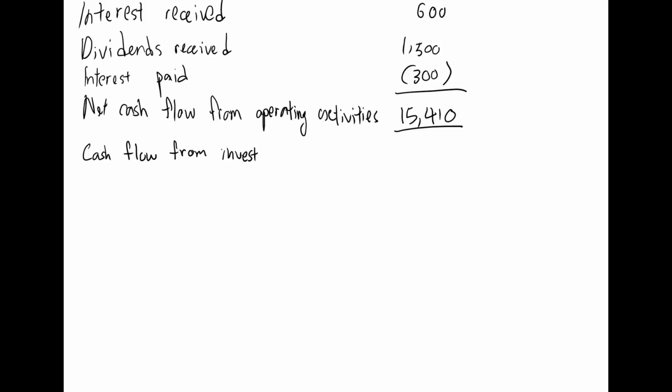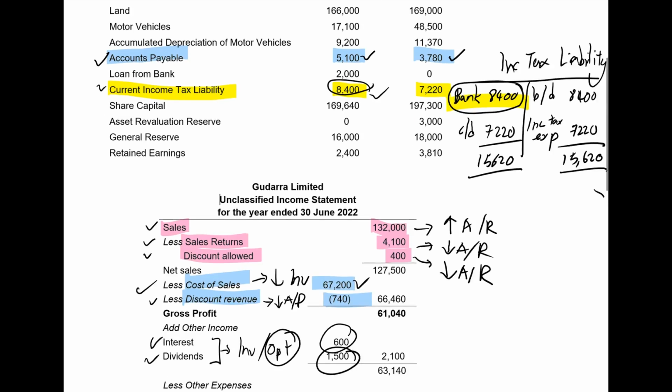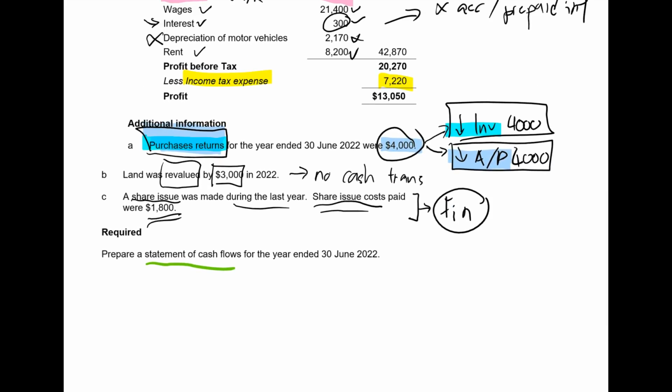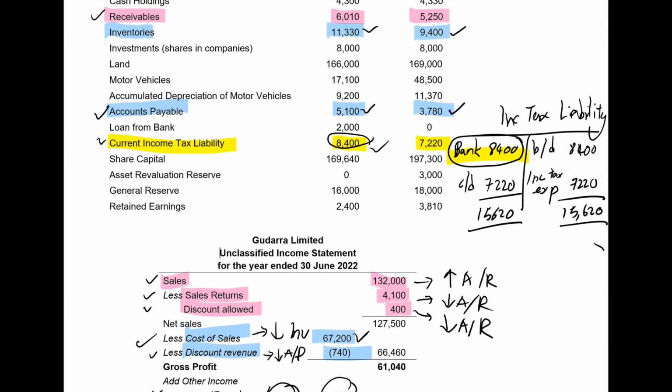investing activities. So we are going to see whether we have bought any new non-current assets or whether we have sold any non-current assets. So very simple, we are going to look at the questions, and in this question under additional information, they didn't tell you whether they have sold any non-current assets. So during this year they didn't sell any non-current assets. Okay, so there won't be any proceeds from the sale of any non-current assets.